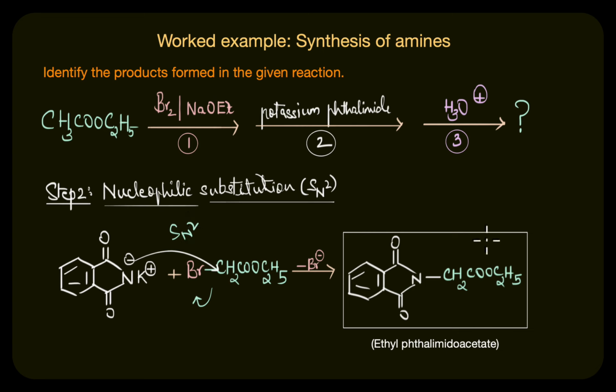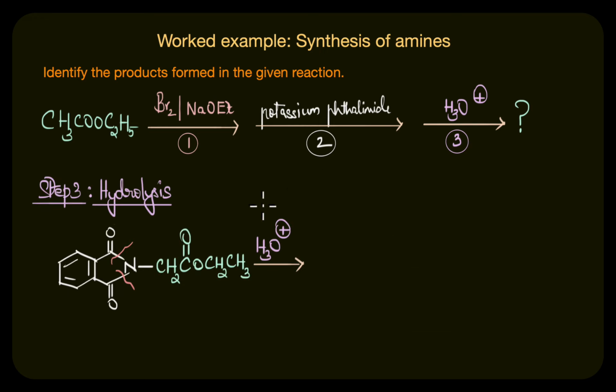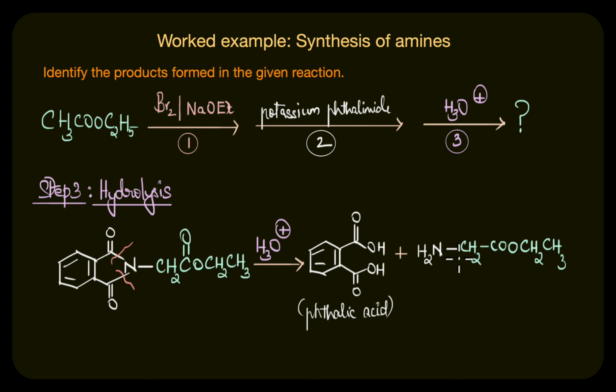And what's the last step? Last step is an acidic hydrolysis, right? And we know that in acidic hydrolysis, or for that matter, even in basic hydrolysis, this ring opens up and releases a primary amine. So the last step is an acidic hydrolysis where the ring opens up, gives us phthalic acid and corresponding primary amine, right? So this is the primary amine that we got here. So is that right? Is this our final product? If you think the answer is yes, then I would urge you to think again.